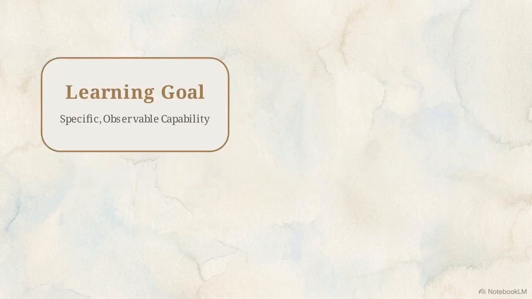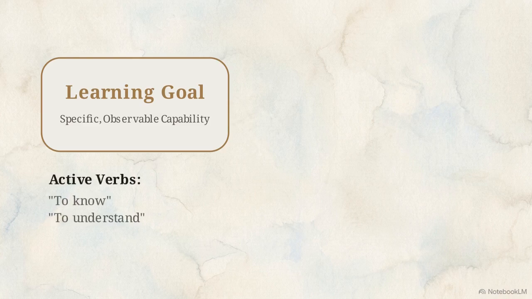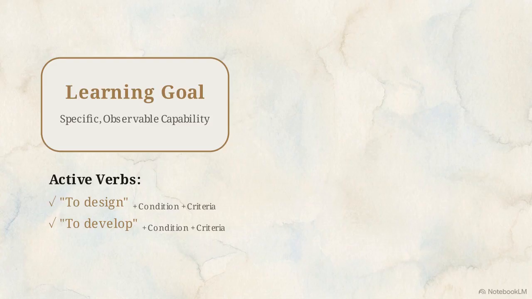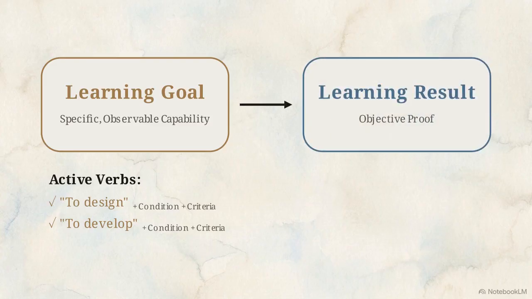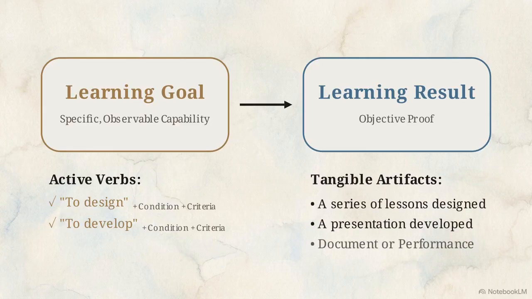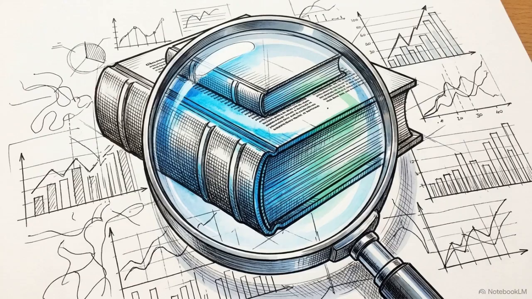This defines our learning goals as specific, observable capabilities. Every goal is expressed as an active verb describing what the learner will do. This maps directly to the learning result, the objective proof of that capability. This is the tangible artifact, like a document or a performance, that the student produces. Isolating educational deficits from business noise allows designers to focus exclusively on the variables they can control.